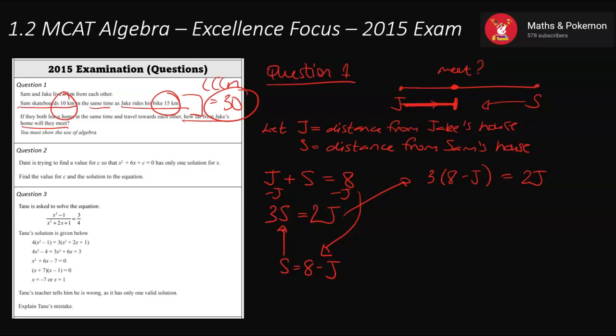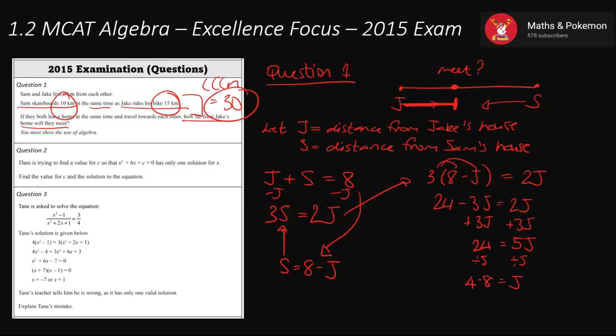Now here, it's actually quite a simple linear equation. I'm going to expand my brackets. 8 times 3 is 24, then we've got negative 3J, which is equal to 2J. I'm going to go plus 3J to get all the variables on one side. So 24 is equal to 5J. Forgive me that my J's look a little bit like 5s, but they are J's. At this stage I'm going to divide by 5. So 4.8 is equal to J. That means Sam and Jake will meet 4.8 kilometers away from Jake's house.